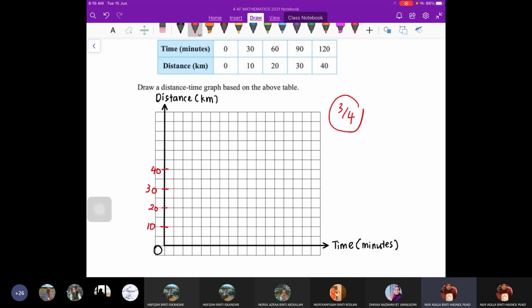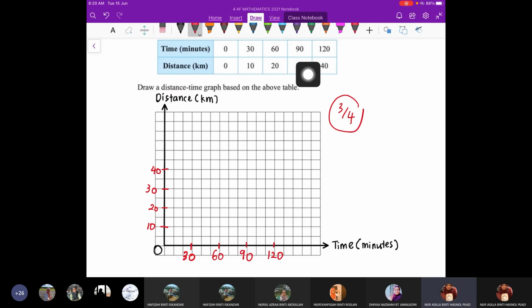Okay. So on the x-axis, this one, 1, 2, 3. This one can. So on the x-axis, 30, 60, 90, 120. Okay. So if you look, I put 30, 60, 90, 120. I follow the graph.